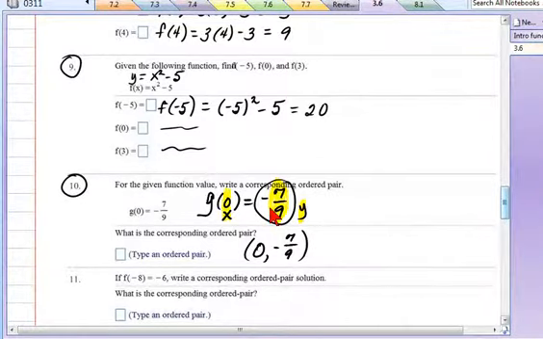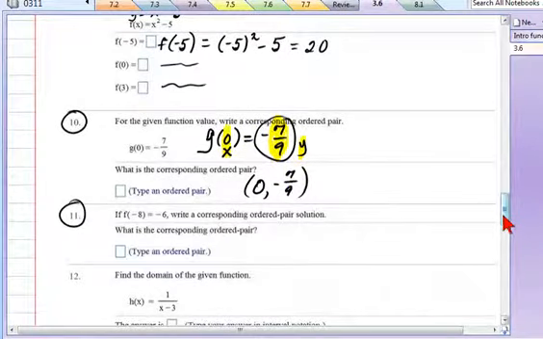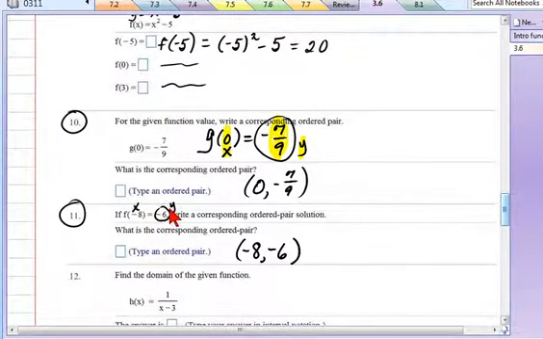Let's look at 11. Number 11 says, if f of -8 equals -6, write a corresponding ordered pair. All right, what will the ordered pair be? -8, -6. And what you have to remember is that this number is the x, and this entire value is the y. It acts on x, it gives you y.